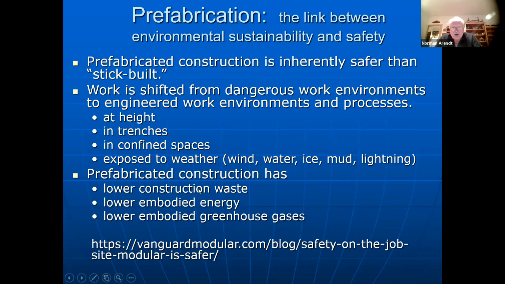Prefabricated construction has lower construction waste, lower embodied energy loss and use, and lower creation of greenhouse gases. And if you ever talk to Brett Newcomb from Newcomb Construction, you'd find out that that's one of the reasons they do tilt-up construction, is it's very little waste with it. You're building exactly what you need.